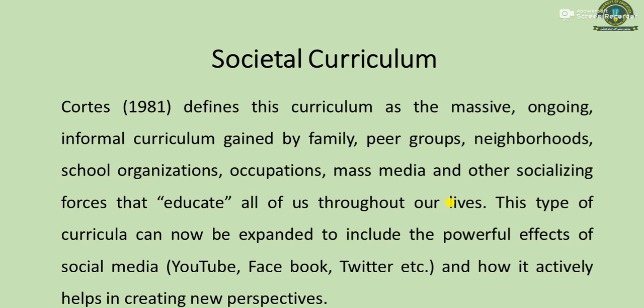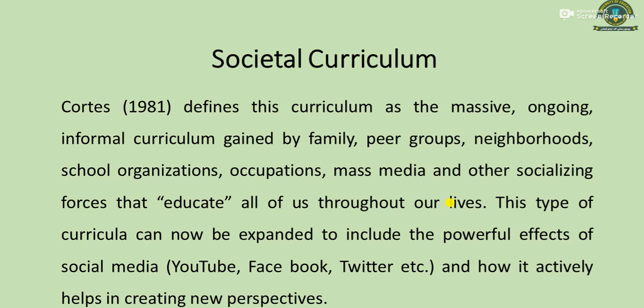then the mass media and the socializing forces that educate all of us throughout our lives. So here the mass media is playing an important role. This type of curricula can now be expanded to include the powerful effects of social media.